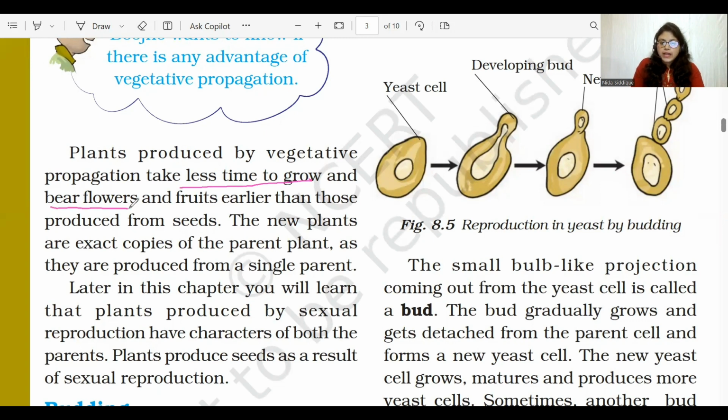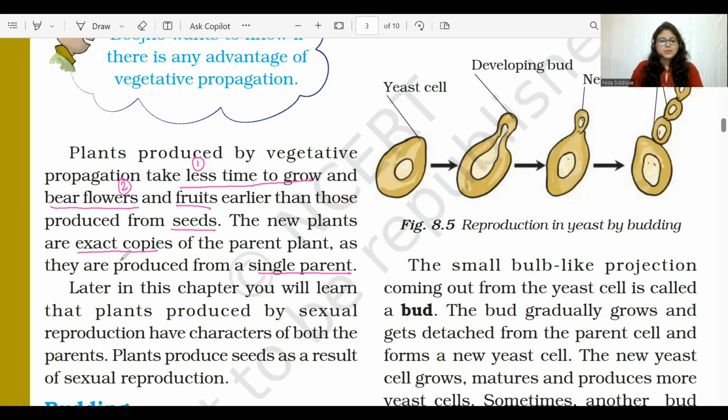They are going to bear flowers and fruits earlier than those produced by the seeds. Okay, so this is the first point. It is going to take less time, and flowers or fruits will be produced sooner. Next, the new plants are exact copies of the parent plants, as they are produced from a single parent.